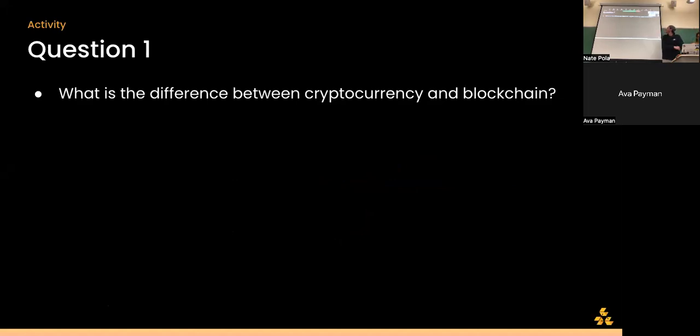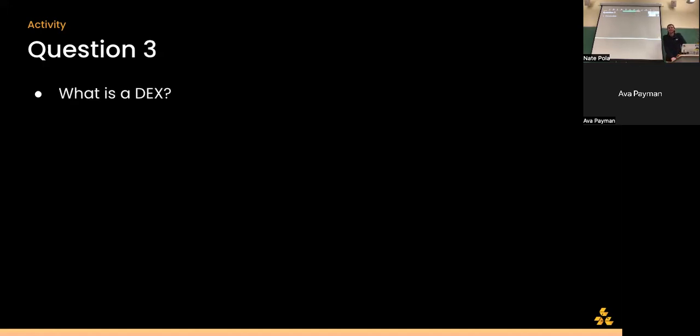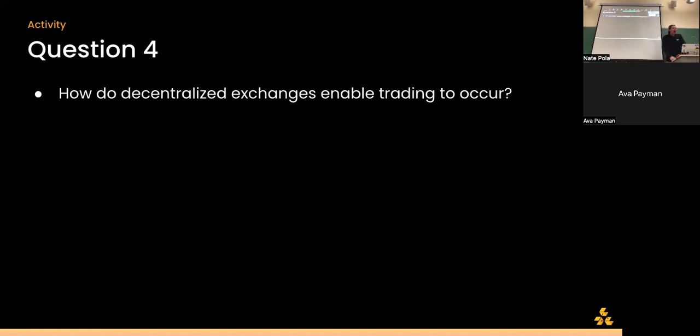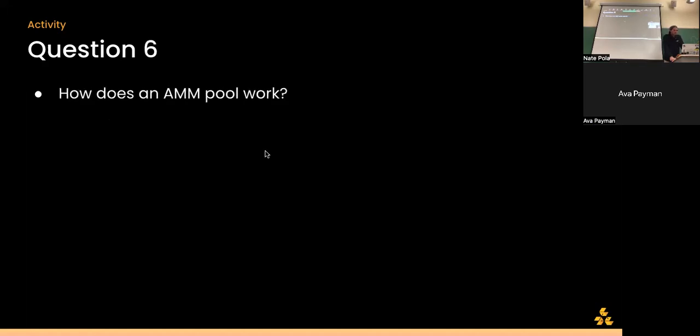Can anyone explain the difference between cryptocurrency and blockchain in one sentence? Blockchain is the technology and cryptocurrency is the concept. Close enough. How does the blockchain make sure people don't spend their money twice? Yes. Bang. What is a DEX? Decentralized exchange. Bang. How do decentralized exchanges enable trading to occur? This is the hard one. And we did not really talk about stablecoins. Yeah, we did. Reserve-backed. Yes. Okay. How does the AMM pool work?